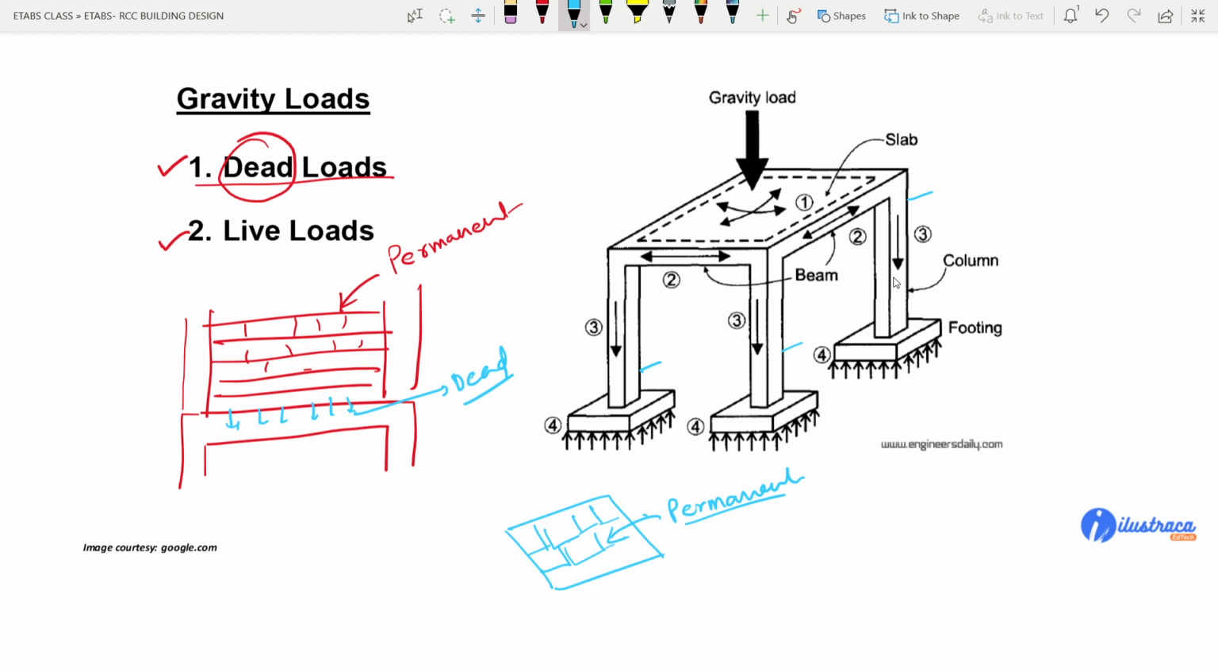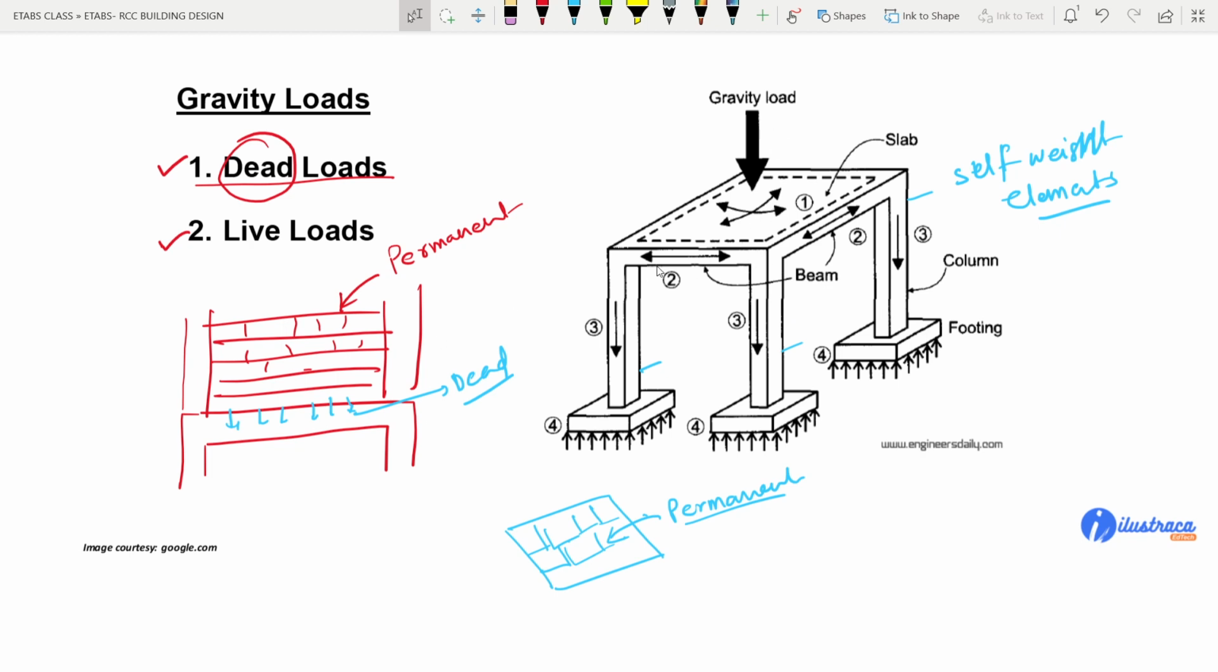They also have their own weights which is acting downwards. You can see here these arrows. So their own weights, or you can call it as self weight of the elements. So the self weight of the elements are also, we can call it as dead load, because this load is constant here. It will not change if we talk about the gravity loads.